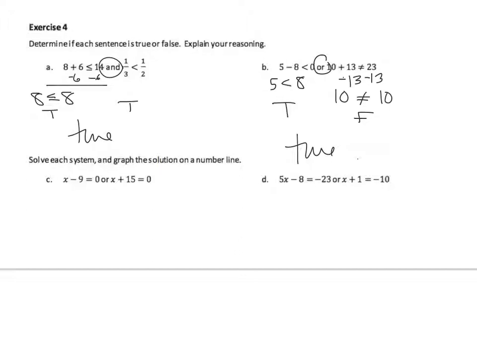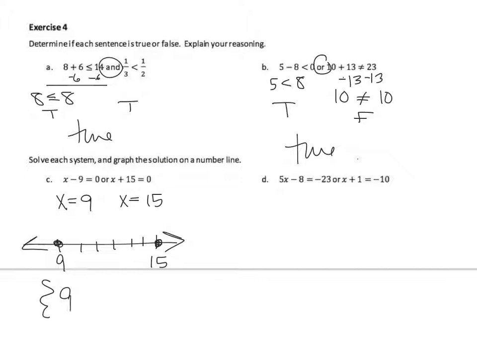Solve each system, graph the solution on a number line. Here I've got X is equal to 9, X is equal to 15. Dot. And my solution set. That's a beautiful squiggly, isn't it? I hope I'm making you feel good about your squigglies.